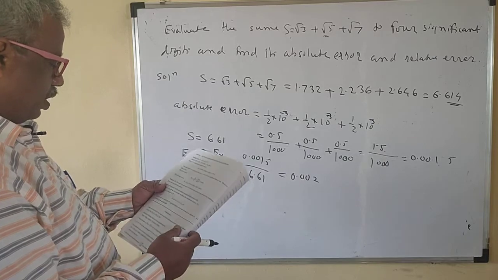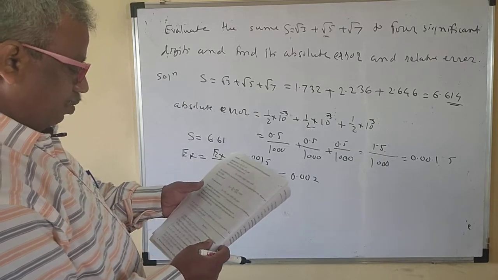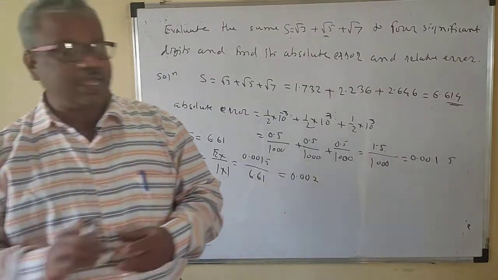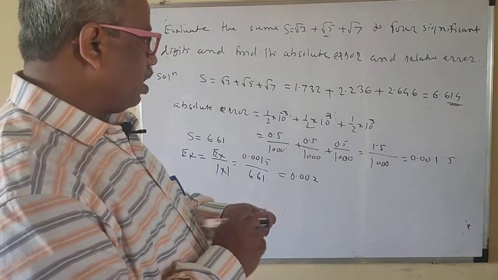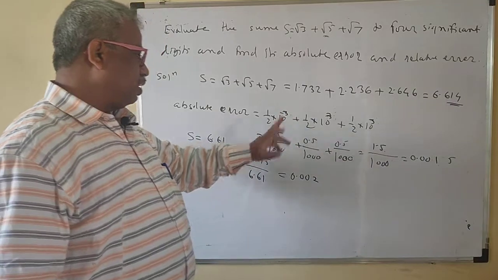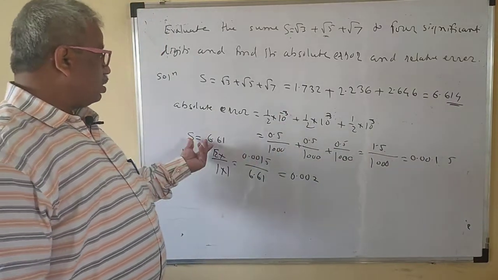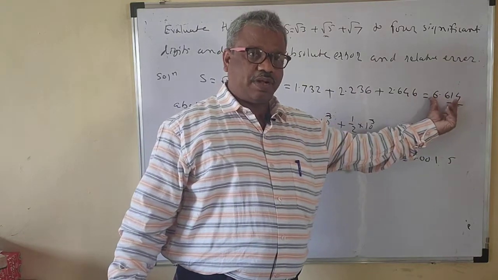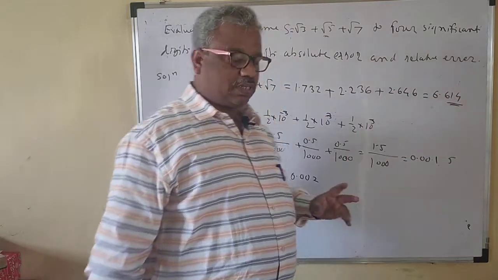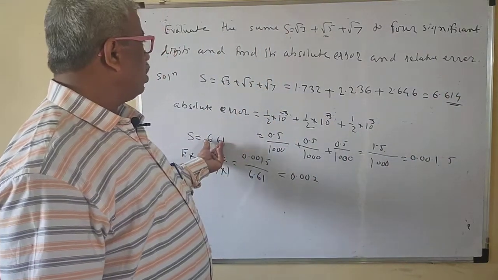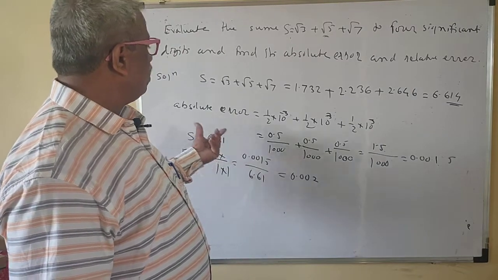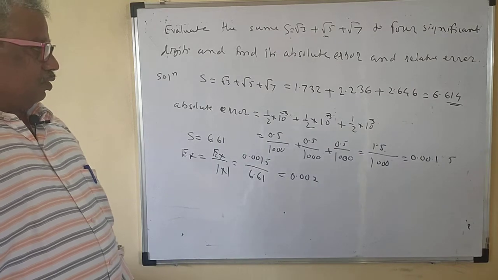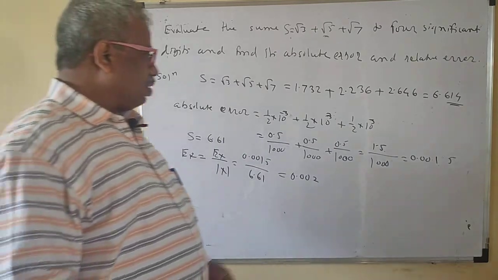So this problem is over here. I hope that you understand this one. So this is the error now. How to find the error? Like this. Note that this is correct to 3 decimal places, from 4 significant digits. So that means we are taking the exact value as 6.61 now. Okay. I hope that you understand this one. So now we'll stop here.